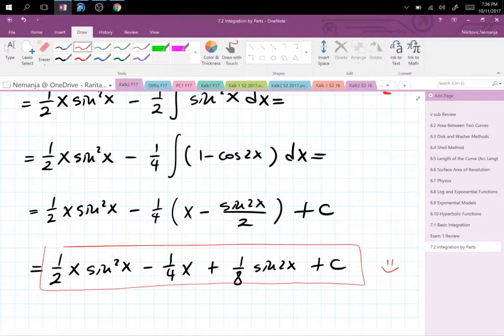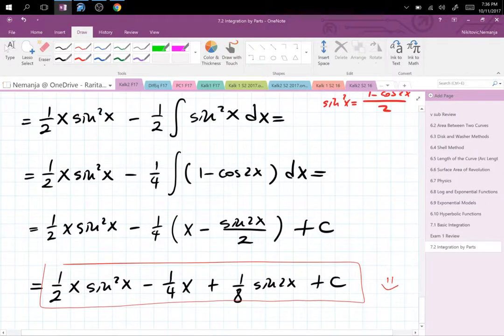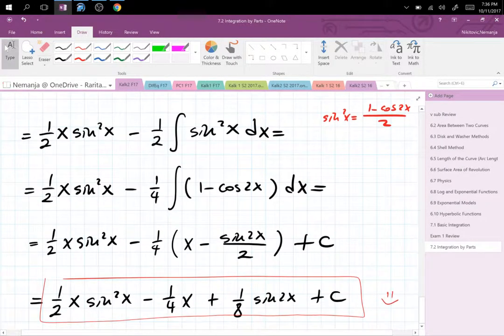It's getting spicy, right? So after our integration by parts, we've seen that we have to do U sub within the by parts part. And then we also had to use the power reducing formula to be able to finish off the problem.